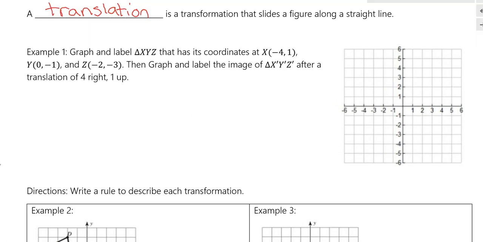So let's graph those points. I have x at -4, 1. So -4 over left 4, and then up 1. I'm just going to write x. Okay. And then 0, -1. So 0 and then down 1. That's y. And then z is at -2, -3. Z. And since I am graphing the triangle, I do need to put those. All right, these aren't 3 separate points. This is a shape, so make sure you draw your lines in. So again, those are my original points.